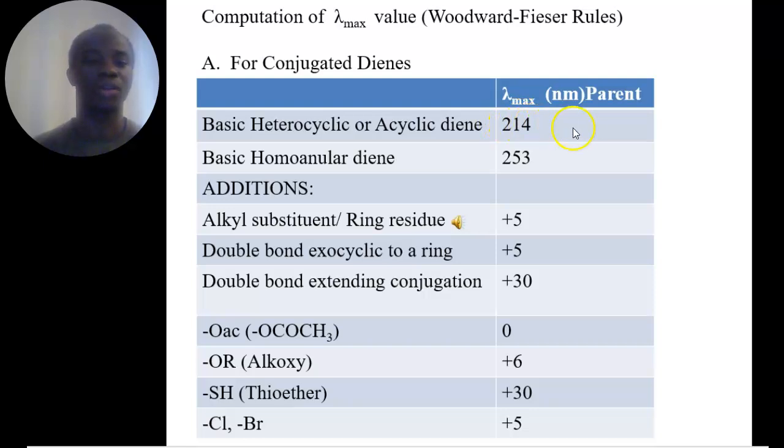So we have 214. Now if the conjugated double bond is in a homoannular situation, then the basic lambda value will be 253. I'm going to talk about an example on this. There are other things you have to consider after determining the basic lambda value to assign to any structure given to you, whether it is heteroannular or acyclic, which we get at 214, or whether it is a basic homoannular diene, which we get a lambda value of 253.